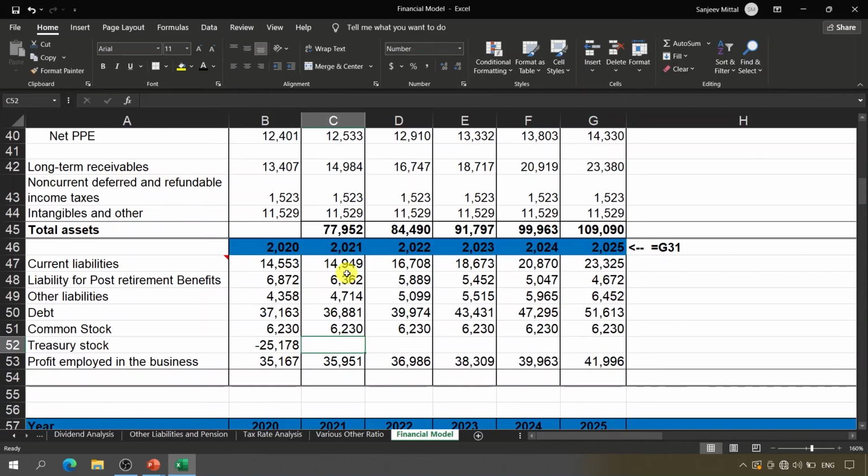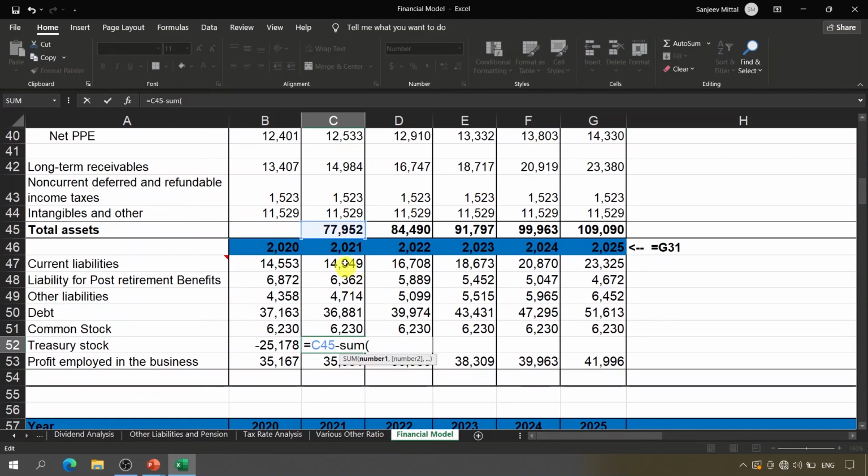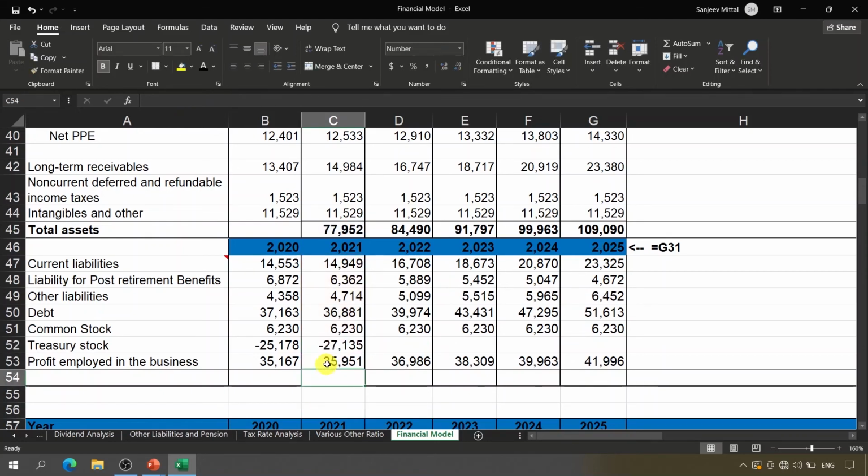Now, for the year 2021 onwards, you already know that there are different methods through which the company can talk to management and get to know about the treasury stock futuristic data. But at this time, I have to put one assumption through which our balance sheet gets matched. For matching our balance sheet, I can simply assume that the number of treasury stock will be your total assets. From the total assets, I shall simply reduce the sum of these liabilities and also the profit employed in the business. In this way, we are getting a treasury stock in a negative number, that is 27,135.